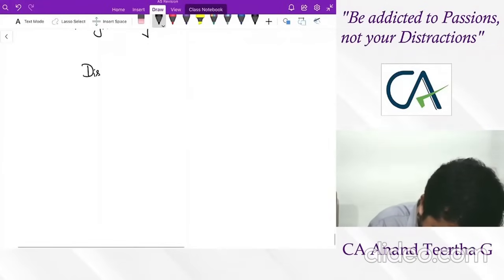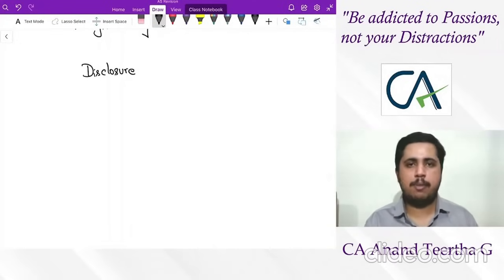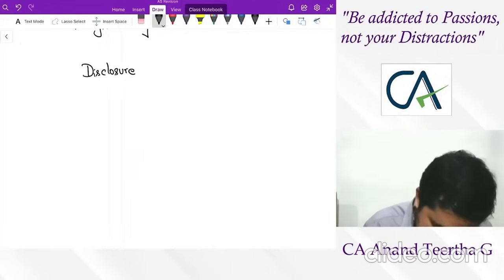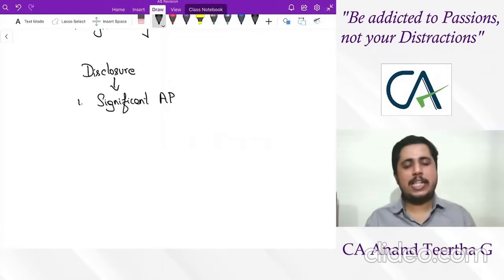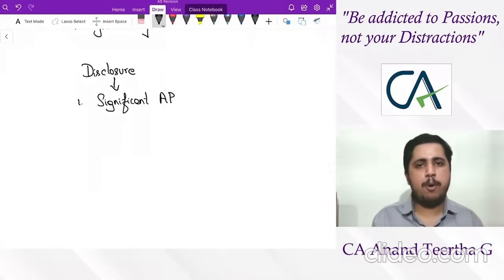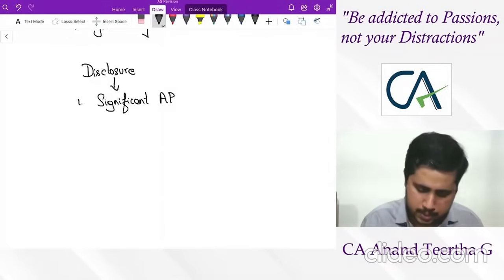Next, once we know what we mean by an accounting policy, the next question that comes is, what is that disclosure? What is that disclosure all about, and what is supposed to come over there? The first thing when it comes to disclosure is that all significant accounting policies should be disclosed. So basically, significant accounting policies are supposed to get disclosed is what AS1 is going to tell us.